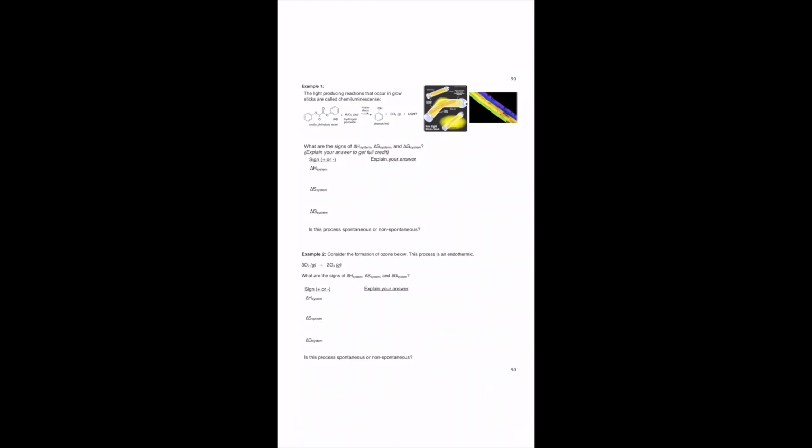Next, we are going to apply the Gibbs free energy change to predict the spontaneity of a process. Let's take a look at example 1. In example 1, we are looking at the chemiluminescence in glow sticks. In these glow sticks, the oxalate phthalate ester will react with hydrogen peroxide, and many steps occur. Eventually, it will produce phenol, carbon dioxide, and release light. That's why we observe it glowing in the dark.